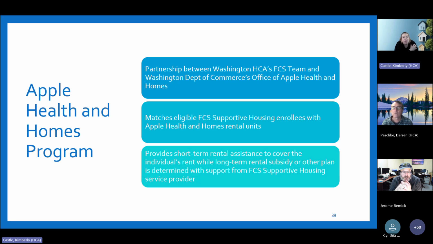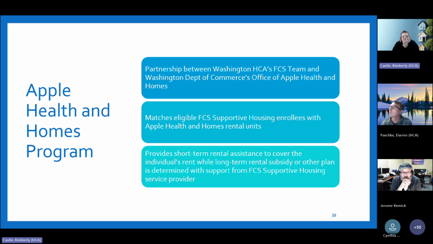We also had 2 lotteries already with some vouchers, the tenant-based vouchers. So I think we've housed about 120 people through Apple Health and Homes since it launched, through those vouchers that follow someone along. So they're not living in the Apple Health and Home units, but they are using the Apple Health and Homes voucher. I don't know when the next lottery is going to be, but when you have someone eligible for Apple Health and Homes, it means that they fall under that 18 years and older, eligible for supportive housing under the first 3 risk factors.